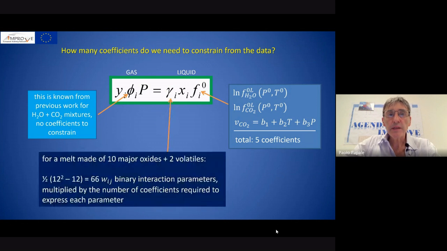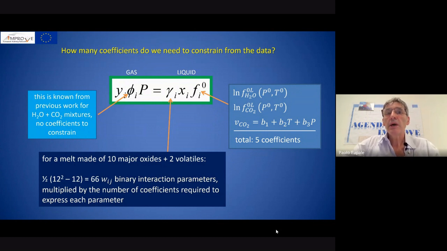However, things become much less manageable when referring to the activity coefficient, which depends on the excess Gibbs energy. In fact, here we have a series of parameters describing binary interactions between any pair of components in the liquid phase, such as silica, aluminum, titanium, water, carbon dioxide, sodium, and so on and so forth. And such parameters can, in principle, contain a series of coefficients, depending on their specific pressure-temperature dependence.